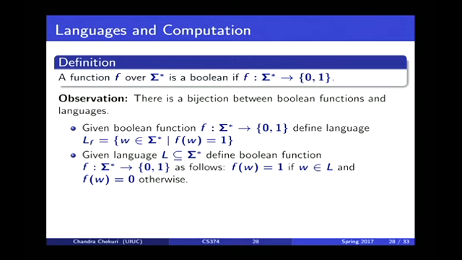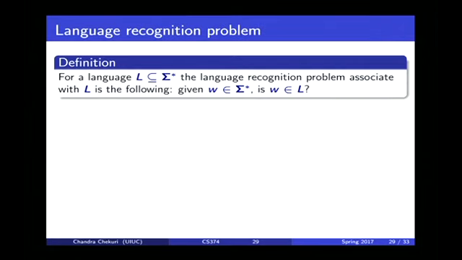This natural correspondence gives rise to the following problem. Computing a given function f is the same as saying, given a language L, the language recognition problem is the following. What is the language recognition problem for a particular language L? Here is the problem: given a string w, is it in the language or not? So what is a simple problem that your compilers do? You write some code, and what is the compiler doing?